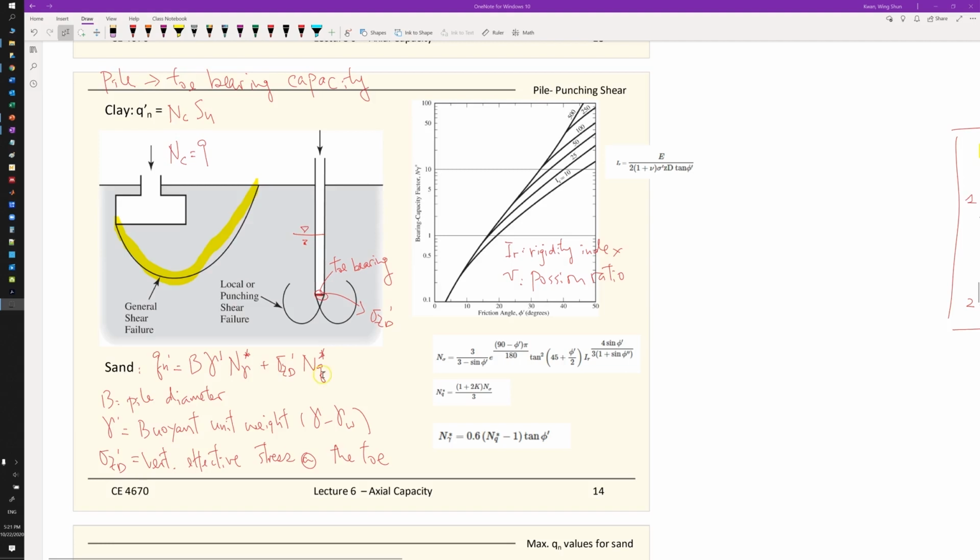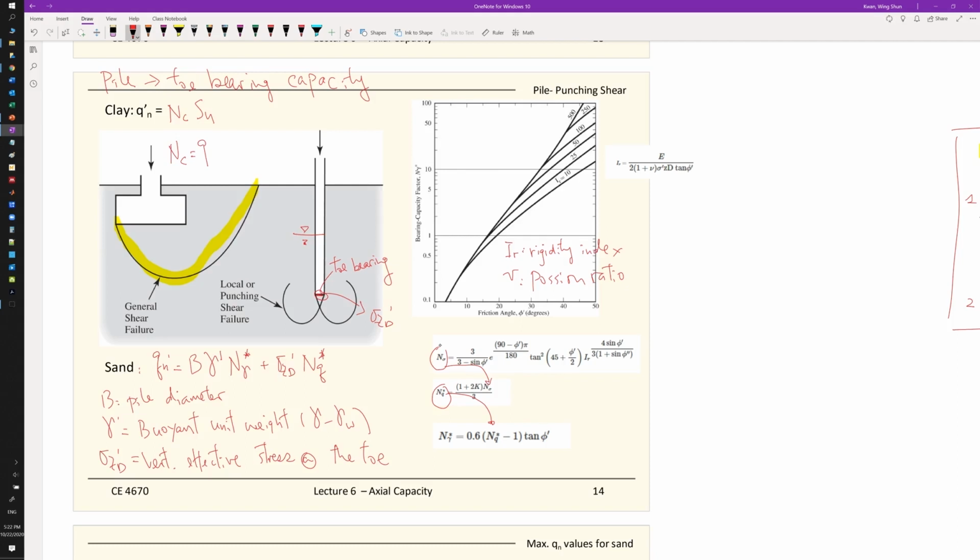There are two ways to do it. First, you can calculate the N sub sigma first, and N sub sigma is related to I sub r, the rigidity index. After you calculate your rigidity index, which is a function of the Poisson ratio and I sub r, you can find the N sub sigma, and substitute it into these equations. Then we can find N sub q, and if you substitute that into these equations, you can find N sub gamma. So N sub gamma and N sub q are the two bearing capacity factors that you need to find the toe bearing capacity for the different piles in sand.